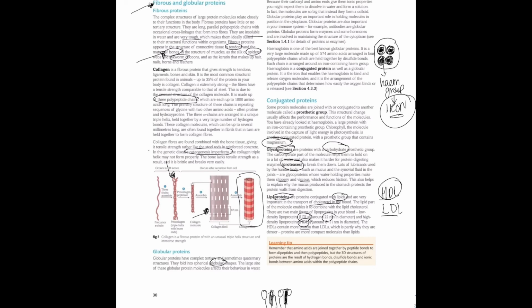So learning tip, remember that amino acids are joined together by peptide bonds to form dipeptides and then polypeptides. But the 3D structures of the proteins are the result of hydrogen bonds, disulfide bonds, and ionic bonds between amino acids within the polypeptide chains.